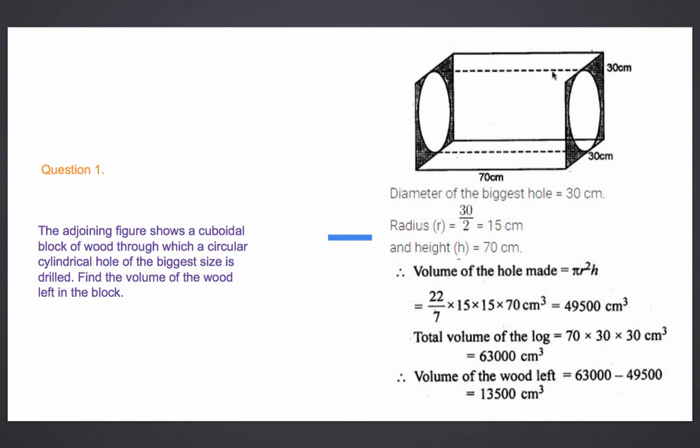So this is the cuboidal block which is given. To get the biggest size, this important word is there. See, biggest size. To get the biggest size of this circle, what do we want? What can we do, students?